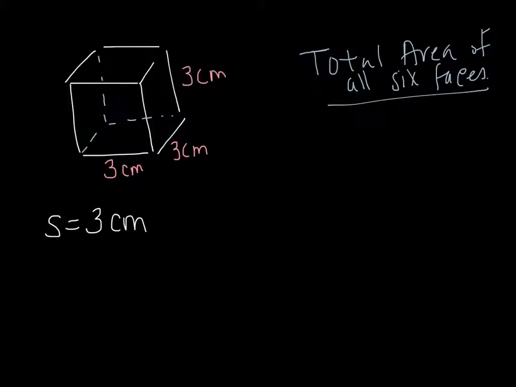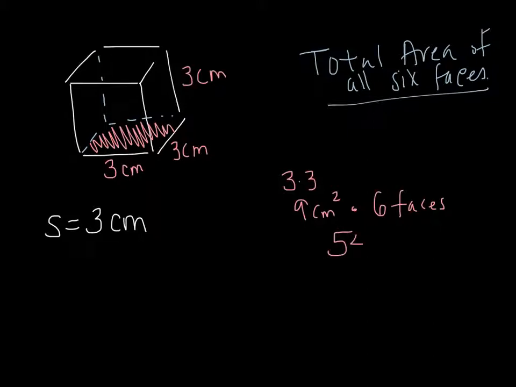Let's just find the area of the bottom face. The area of the bottom face is 3 times 3, giving me 9 centimeters squared. I would then multiply that by the 6 faces, and 9 centimeters squared times 6 faces is going to give me 54 centimeters squared.